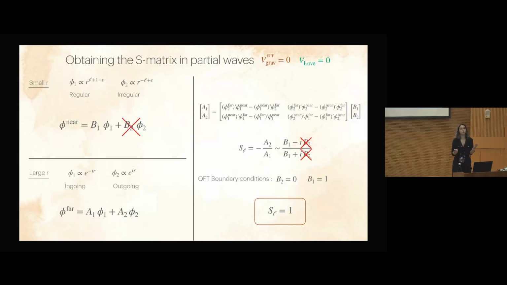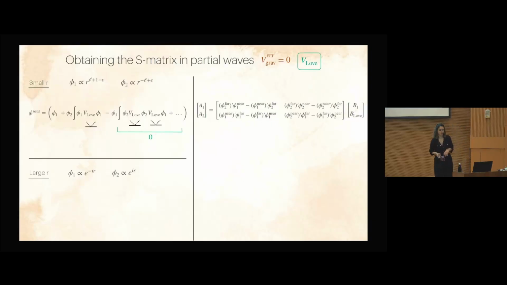And then what we have to do is impose the QFT boundary condition that I was mentioning earlier, which basically amounts to putting B2 to 0. And once you do that, you find that the S matrix is equal to 1, as it should, because this is the trivial case, no potential. Okay, now let me turn on V_LOV.